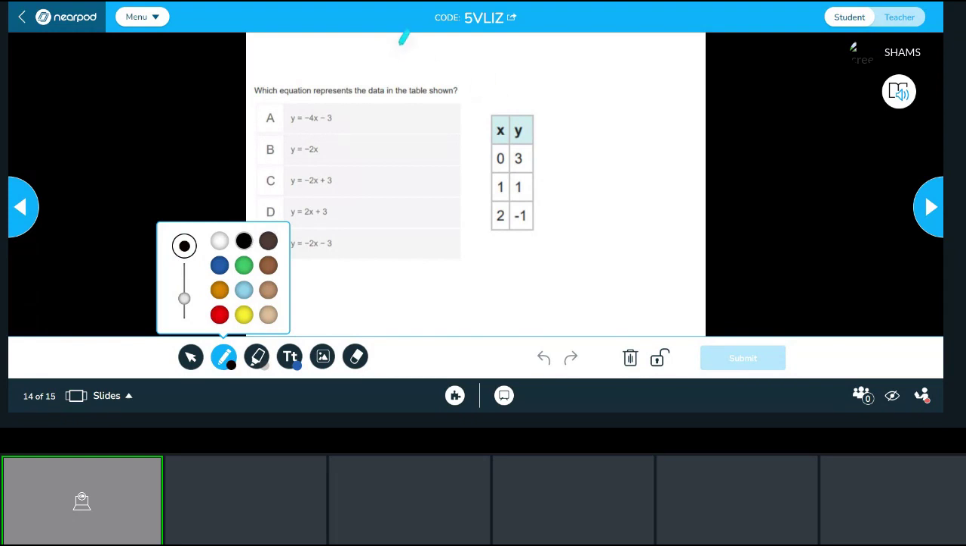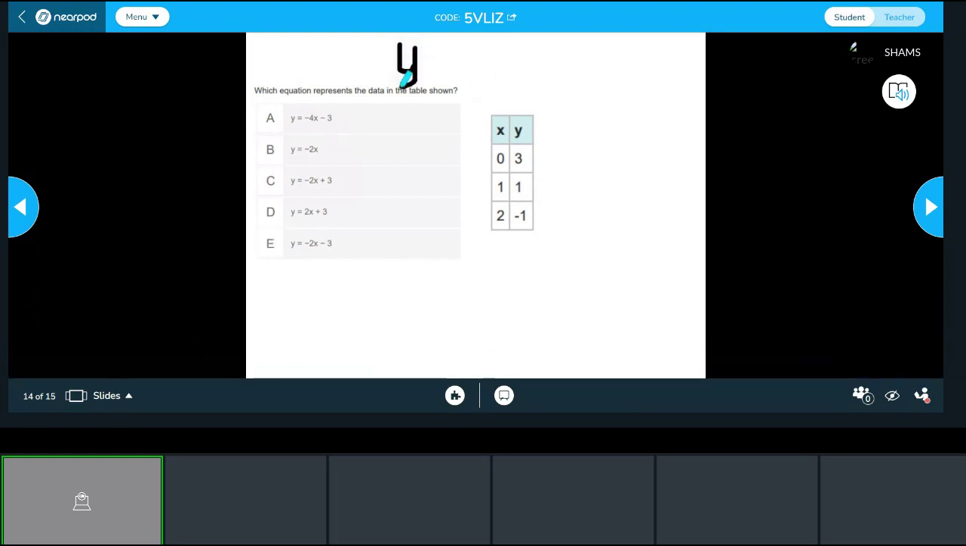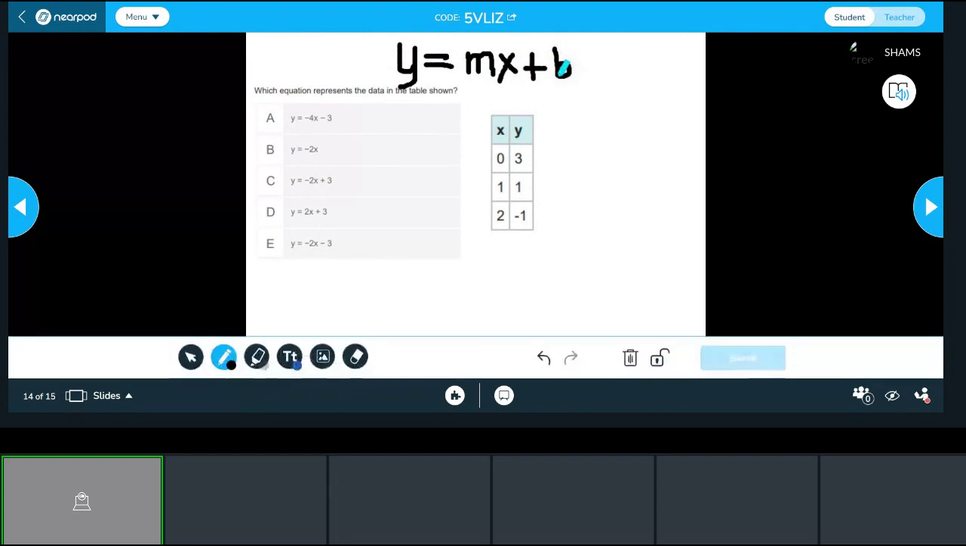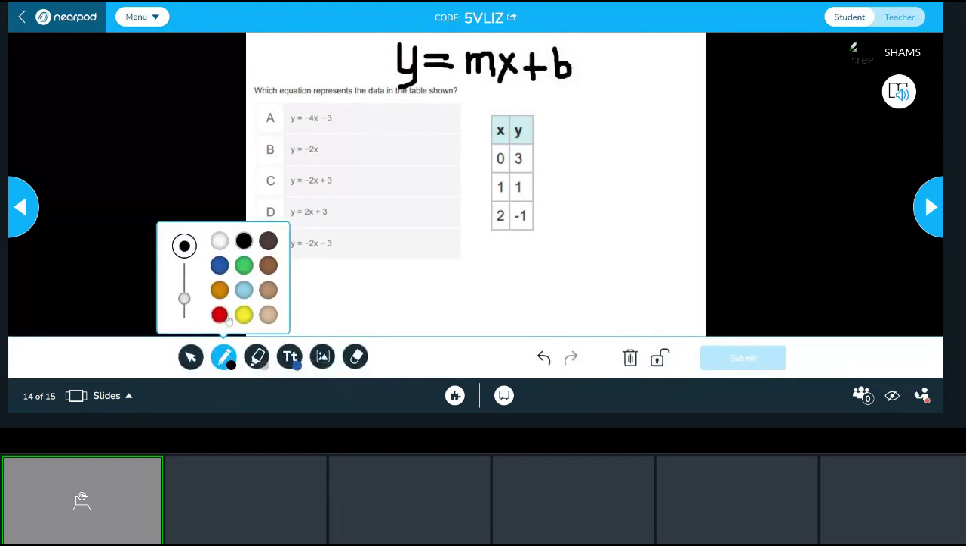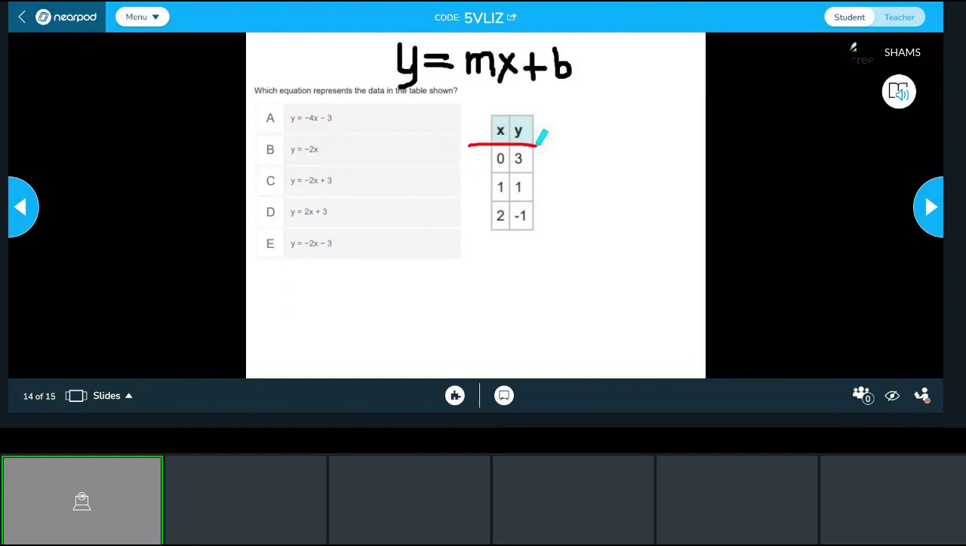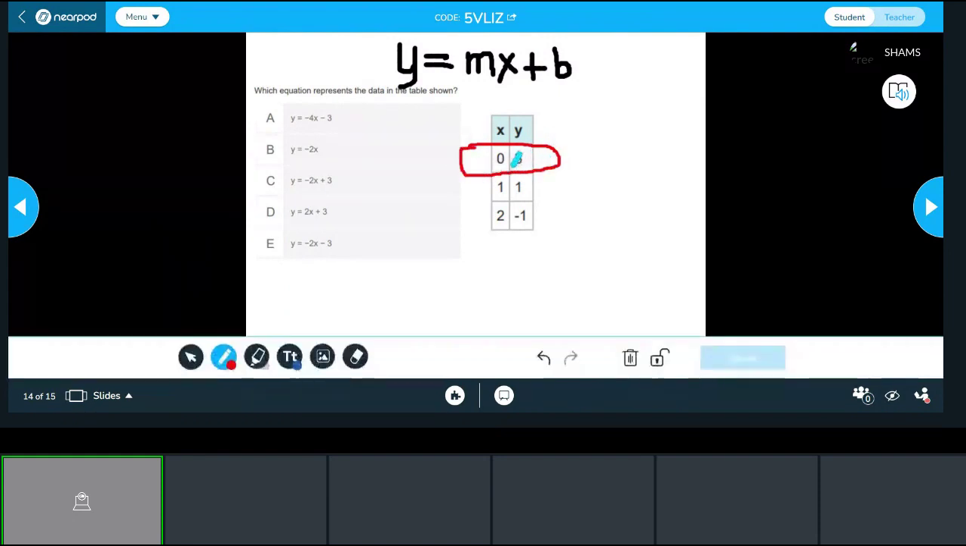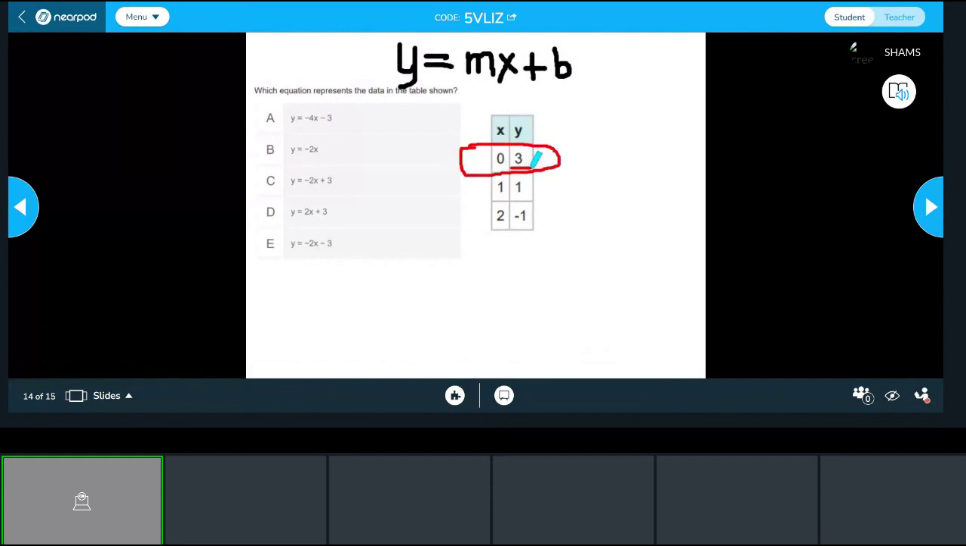Well, when we write an equation, the general form is y equals mx plus b. This is how the general form is. B is the y-intercept. In a table, sometimes B is given to us. Not all the time, but sometimes. B is the value of y when x is 0. It is the value of y when x is 0.